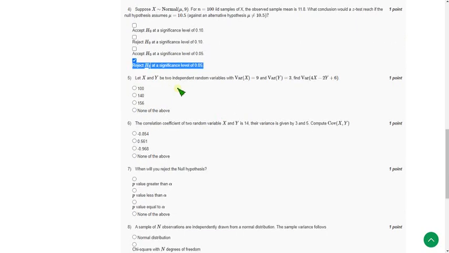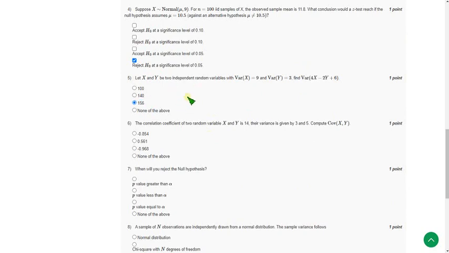And for the fifth one, let x and y be two independent variables, where variance of x equals 9, variance of y equals 3. So they are asking the variance of 4x minus 2y plus 6. So for this, the probable answer is option 3, 156.